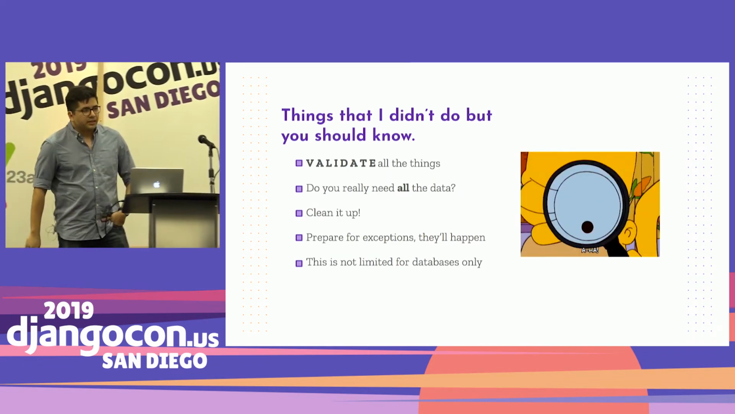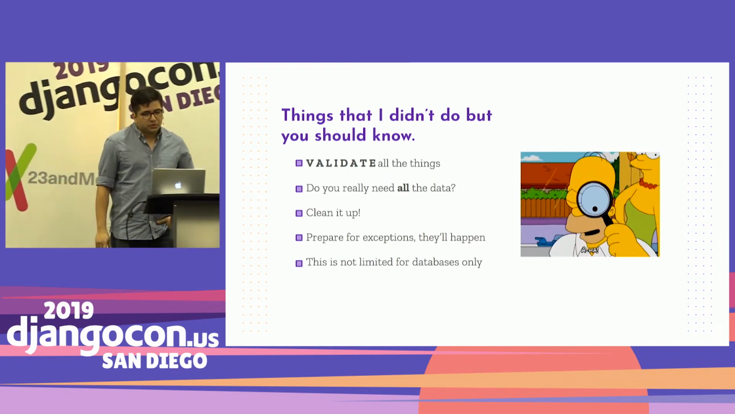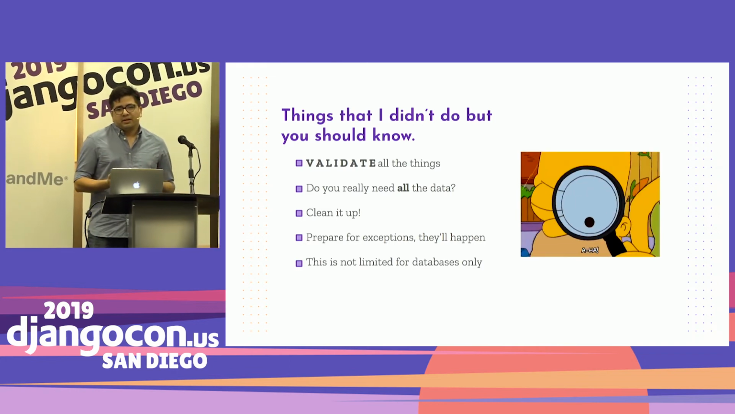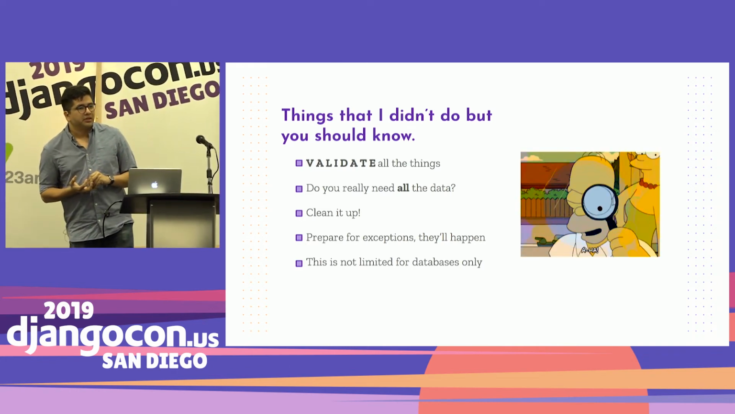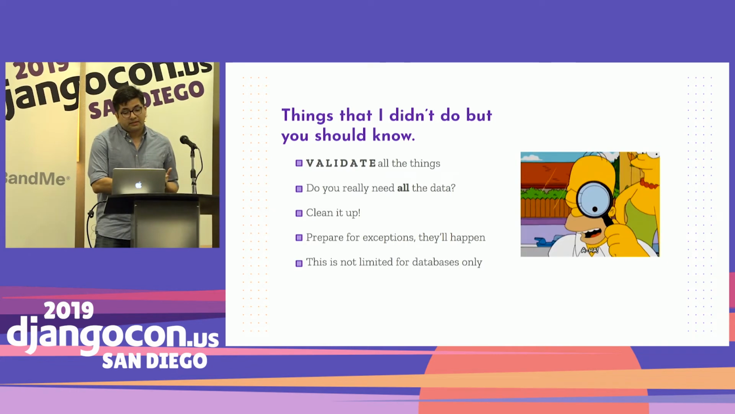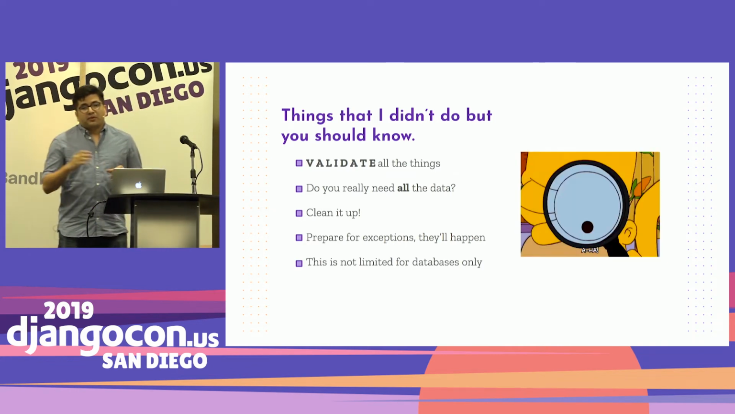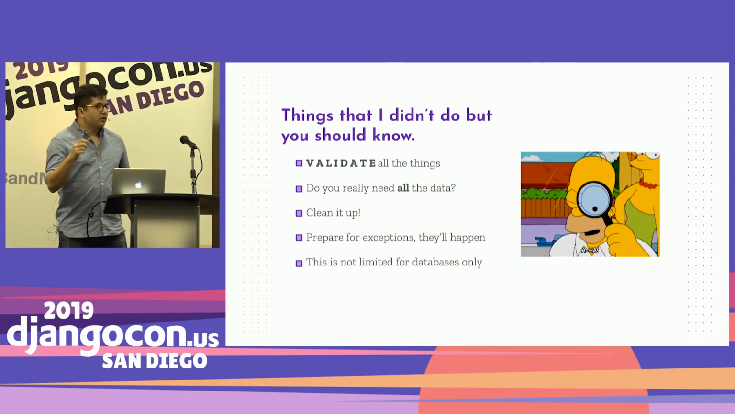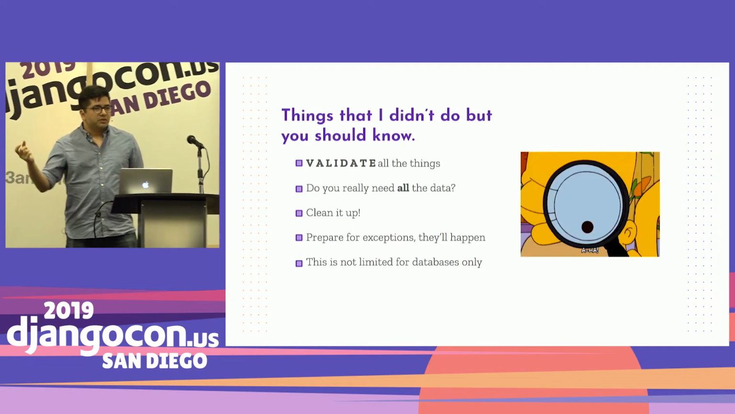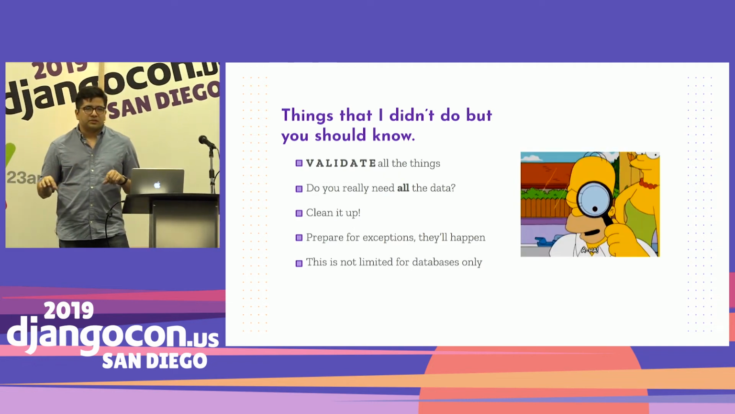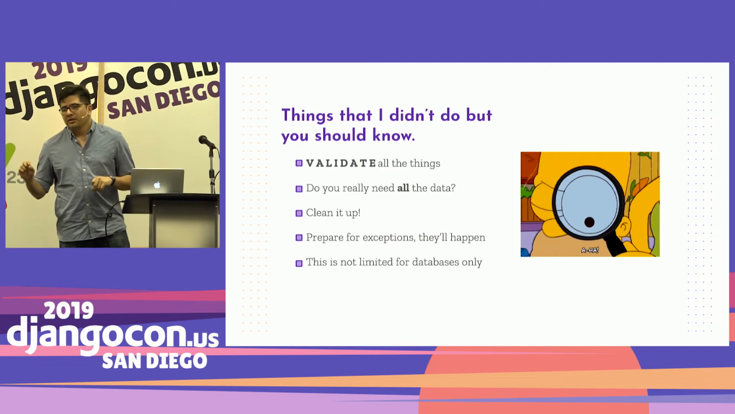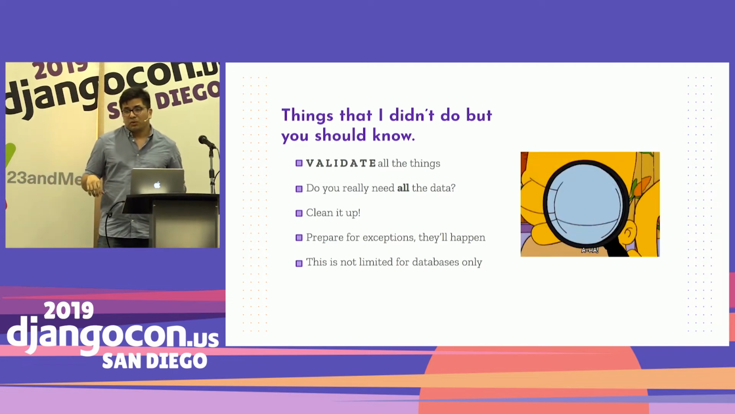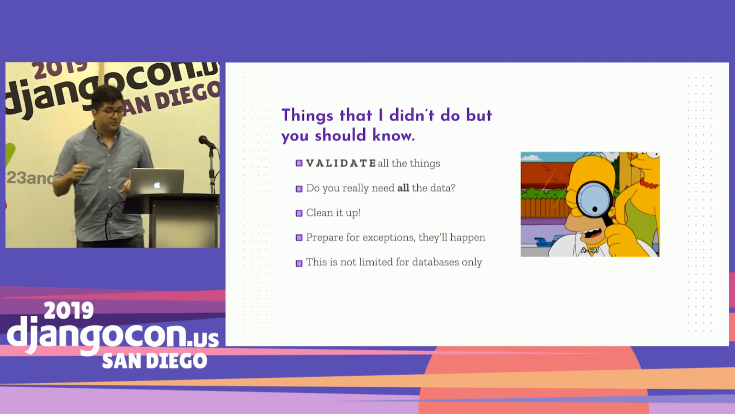So there's stuff that I didn't know that maybe you should know: validate all the things before inserting them into your production database. The bulk create and also Django object.create methods do not apply any validation that is inside of the save method. So you have to take care of that beforehand.